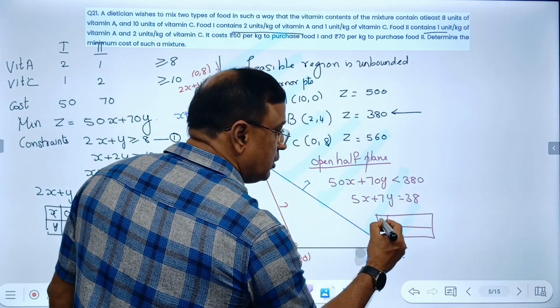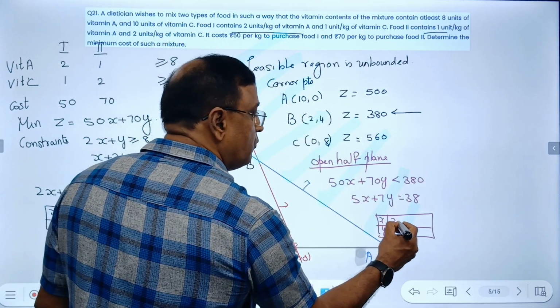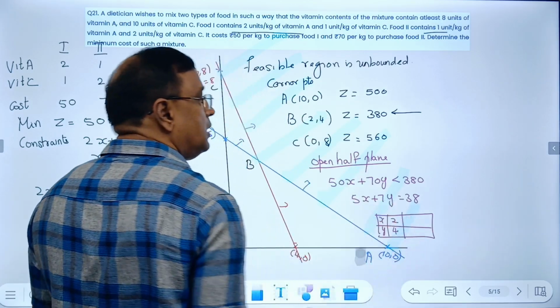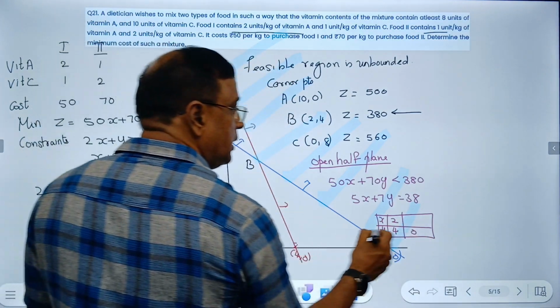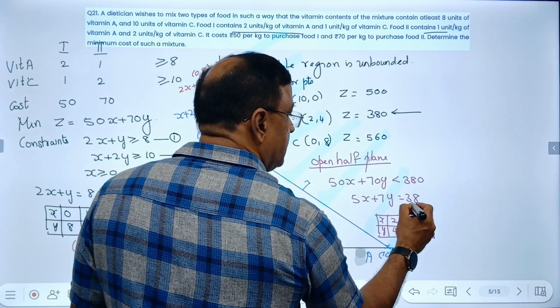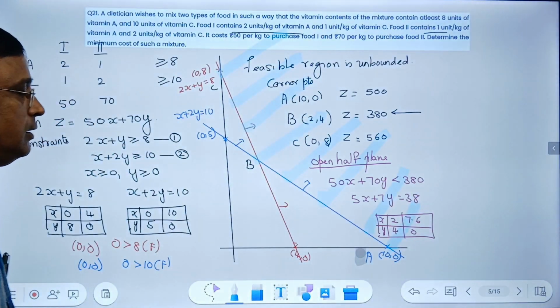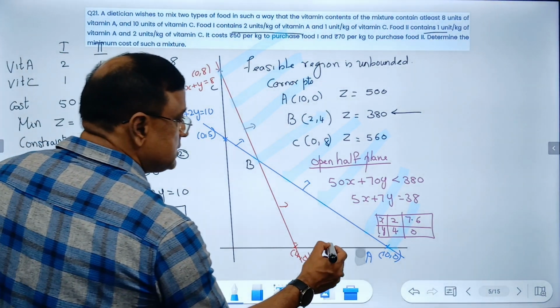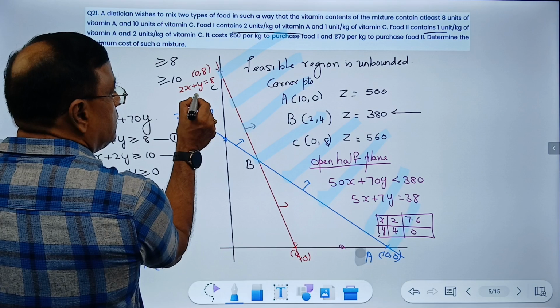I am just taking equal to draw the graph. So definitely one point will be 2, 4. You can check it. The other one will be when you put y as 0, my x will be 7.6. Okay, so 7.6 will be somewhere down here. Okay, and this is my line.